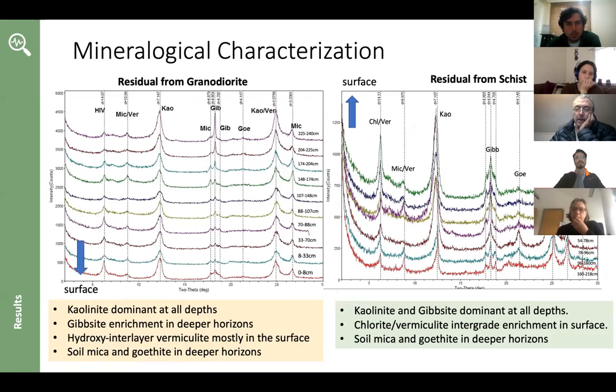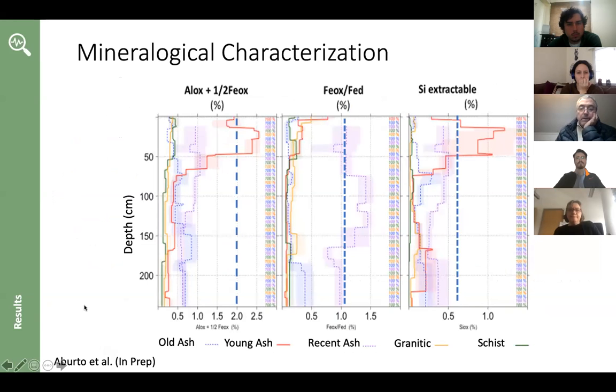As we move to the other residual soils, we see that the residual granodiorite is dominated by kaolinite and gibbsite. The schist is different: it is dominated by HIV, hydroxy-interlayered vermiculite, while the residual from schist is dominated by chlorite and vermiculite intergrades.